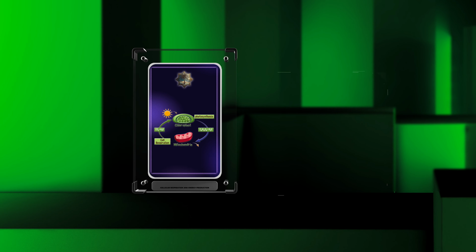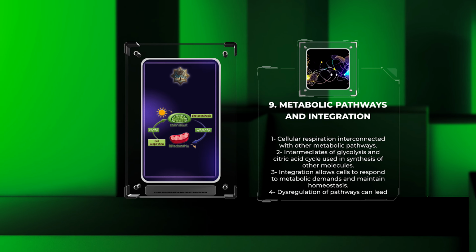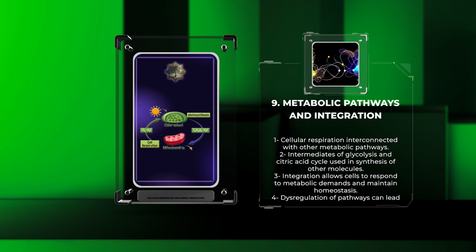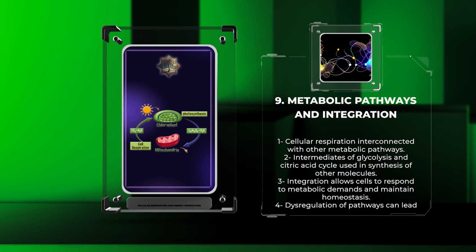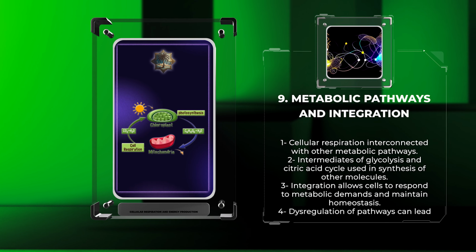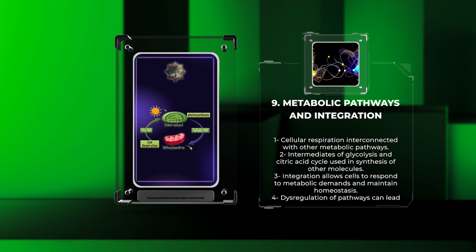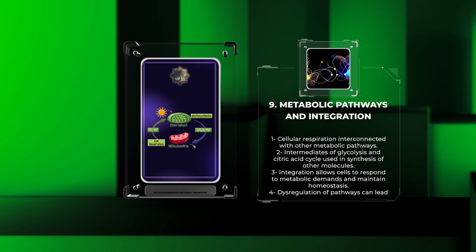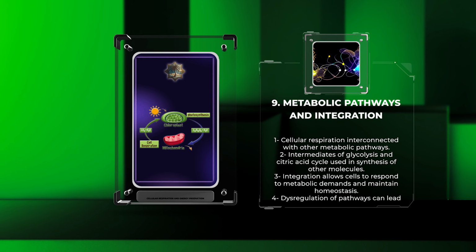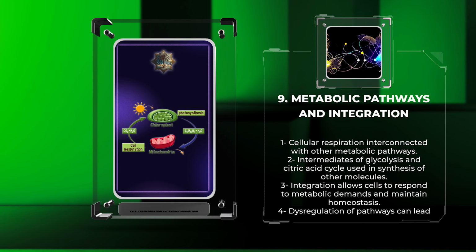Cellular respiration is intricately interconnected with other metabolic pathways within the cell. For example, the intermediates of glycolysis and the citric acid cycle can be utilized in the synthesis of other important molecules in the cell, such as nucleotides, amino acids, and lipids. The integration of different metabolic pathways allows cells to respond to changing metabolic demands and maintain homeostasis. Dysregulation of these pathways can lead to various metabolic disorders and disease states.